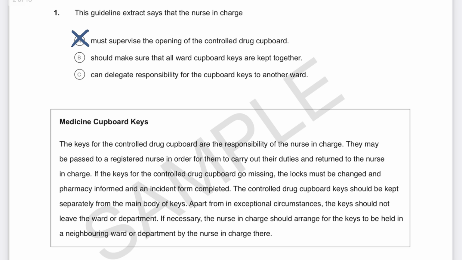Letter B should make sure that all ward cupboard keys are kept together. So as we've read here, the controlled drug cupboard keys should be kept separately from the main body of keys. So this statement is actually contradictory to what is written in the text. So we can safely assume that letter C is the correct answer.